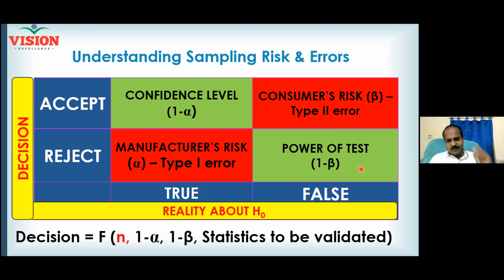Right? So what is the power of test? Power of test is nothing but your ability to correctly reject the bad ones. This is what alpha is, what beta is, what confidence level is, and what power of test is with respect to a manufacturing context. Coming to the hypothesis testing.